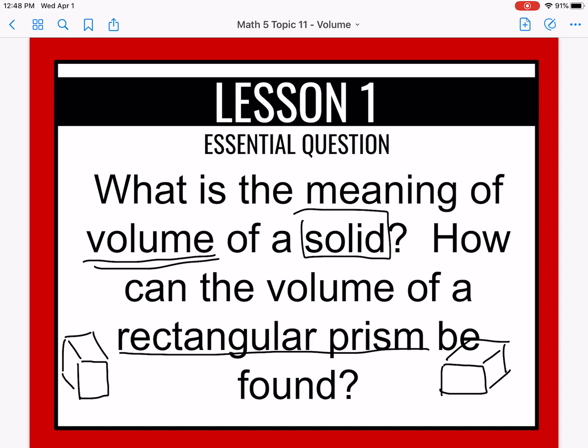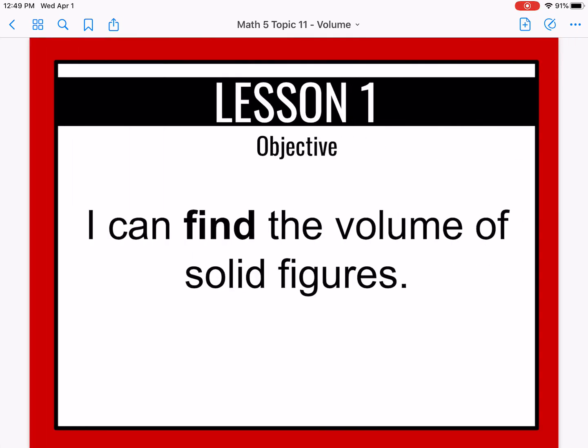So we're going to think of tissue boxes here. That gives us the best look at what a rectangular prism is, and volume means we're going to fill this up. So today we're going to look at how I can find the volume of solid figures. Again, like I said, we are only dealing with the rectangles and the squares for now.